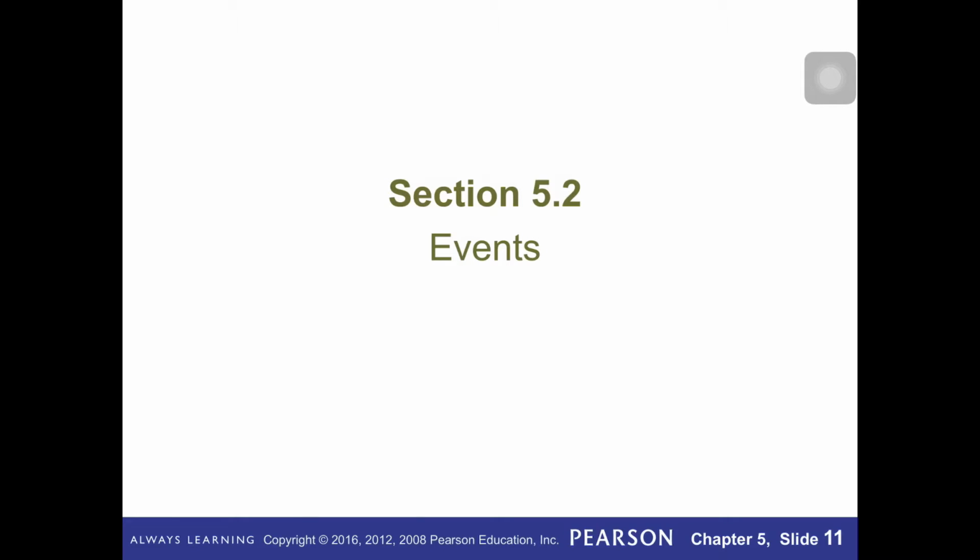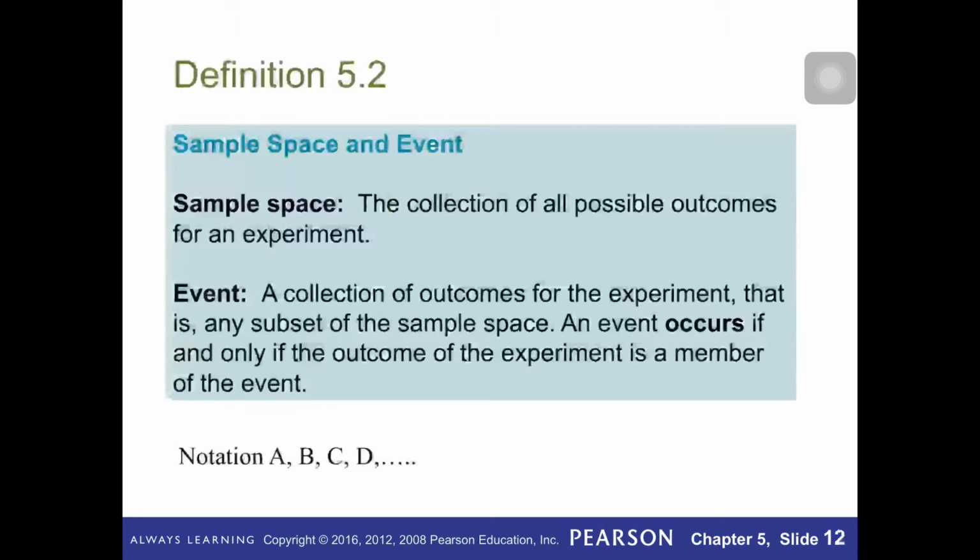I'm going to continue section 5.2, which is about events. So let's see what this event means. First, sample space and events. Sample space means the collection of all possible outcomes in our experiment. For example, if I flip a coin, what are all the possible outcomes? There are only two possible outcomes, head and tail, right? So that's the sample space.